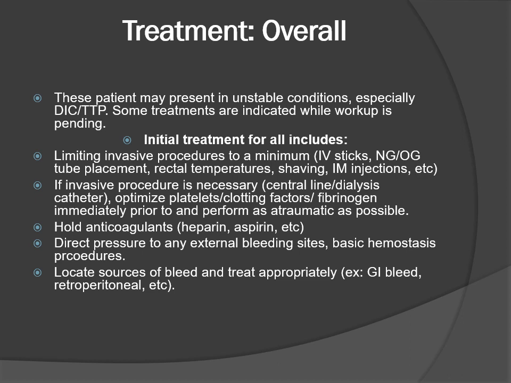Let's talk about what you do and don't do with all of the patients with a coagulopathy. So you always limit invasive procedures to what's absolutely necessary. So IV sticks, NG tubes, rectal temperatures, shaving, IM injections. If you have a patient with TTP, this is not the patient that you want a new nurse practicing an IV on. This is not the patient that you want to do rectal temperatures on if you can help it. This is not the patient that you want to give IM Ativan to. So just limit those things as much as possible.